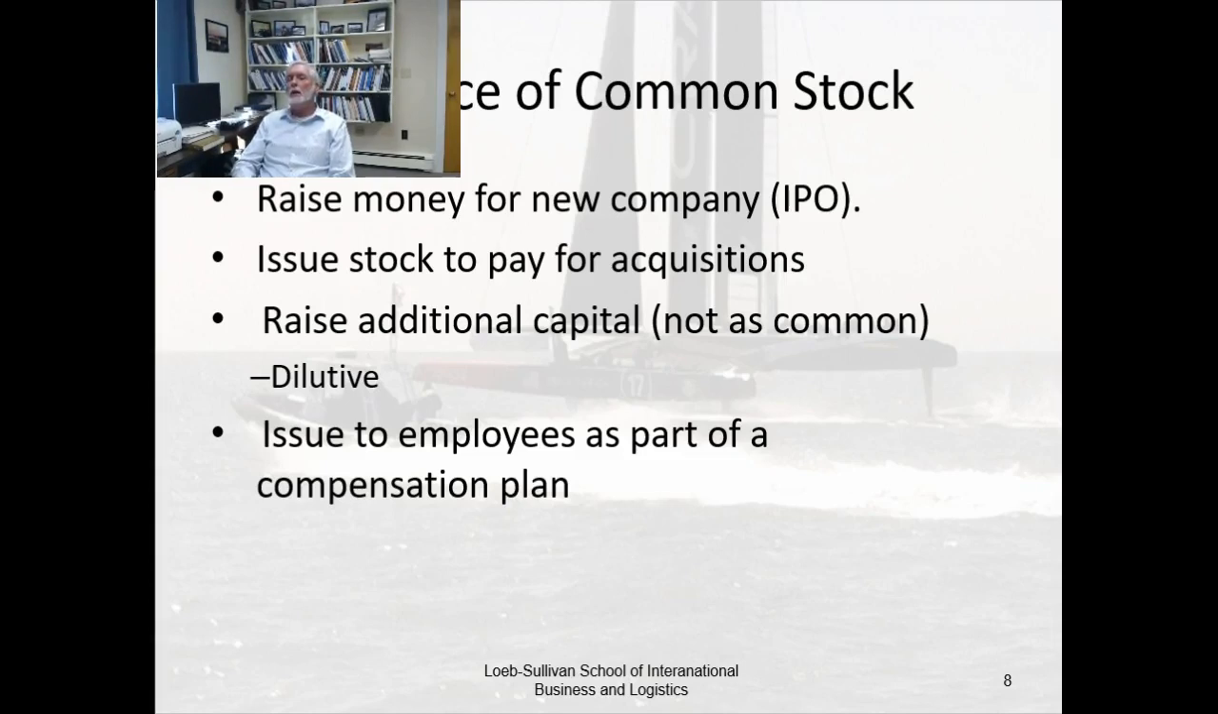And then finally, very common for companies to issue stock to employees as part of a compensation plan. So stock option plans are very common, especially for senior employees in many public companies. And part of your employment contract, you get paid a salary, and you also get a stock option, which is the right to buy a stock at a certain amount of money sometime in the future. So today's price, 3 or 4 years from now.